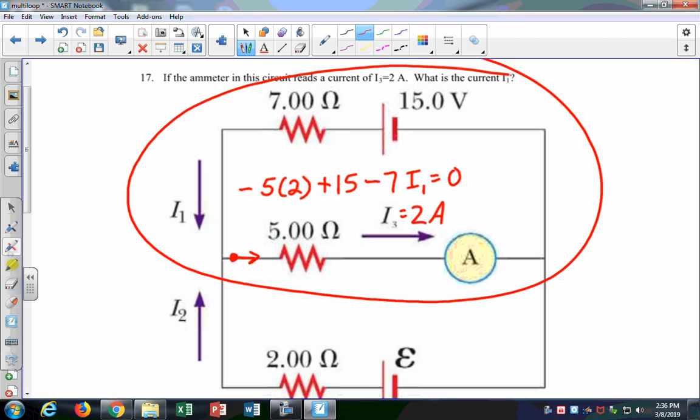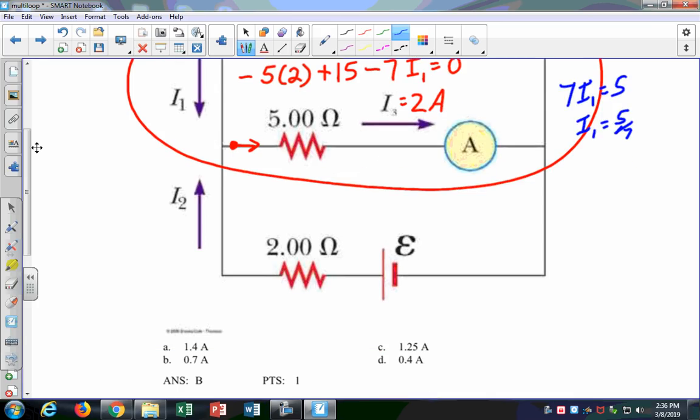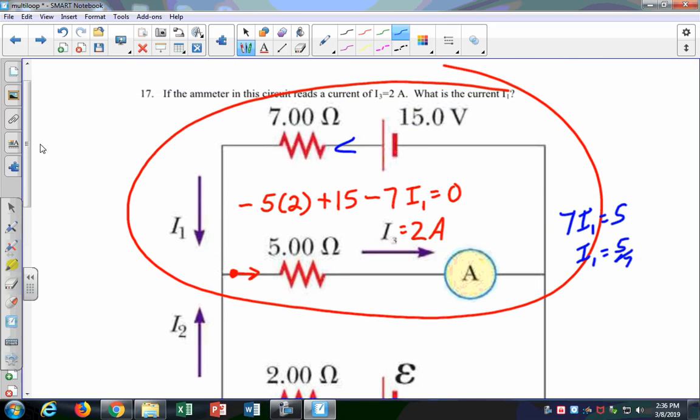So let me do it over here on the side. That's minus 10, that's 5 minus 7I1. So I1 is equal to 5/7. If the amp is positive, so it should be I1 to the left. I was just asking for, what's that, 0.7 amps. But I would expect the direction for I1 would be to the left, because up here it's to the left.